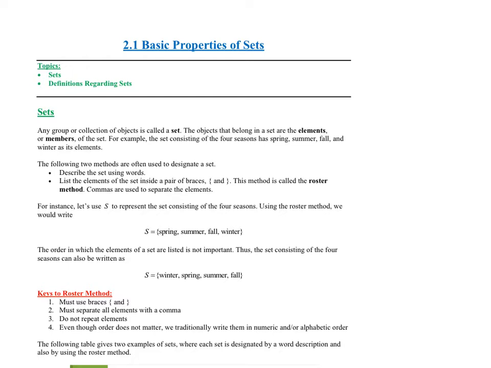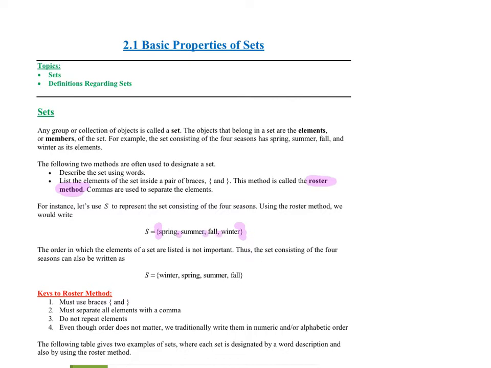So the roster method is really important for us. We need to know the roster method in this class. That's how the vast majority of the time I'm going to want the answers. It says commas are used to separate the elements. So, for instance, let's use S to represent the set consisting of the 4 seasons. Using the roster method, we would write, notice that it has the braces on the ends. Those are not brackets. Brackets are the square ones. So these are called braces. And then notice that it has the commas in between each of the names.